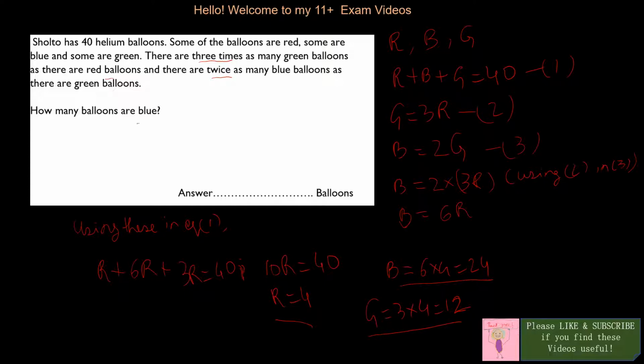So we only have to find blue. We didn't need to do all that, but I did it nevertheless just to check. So blue is 24. How many balloons are blue? There are 24 balloons that are blue.